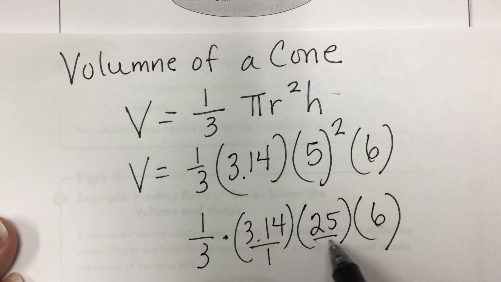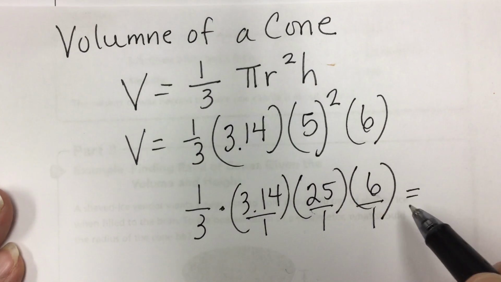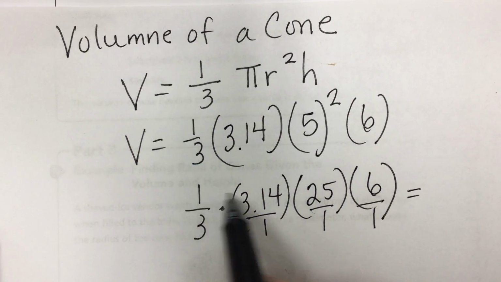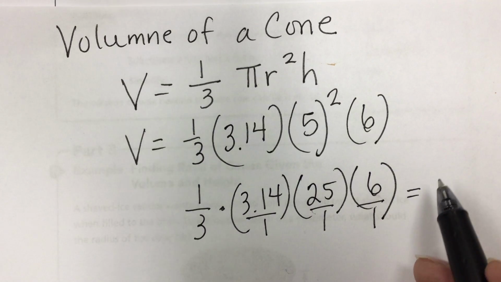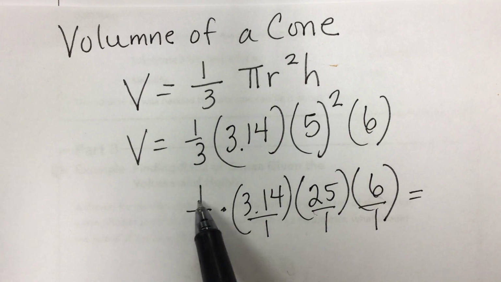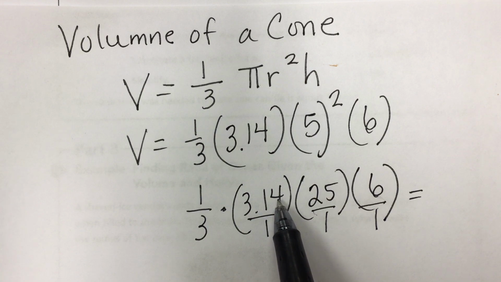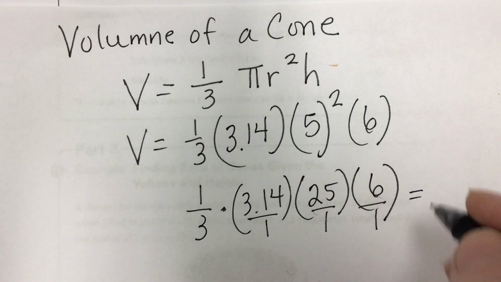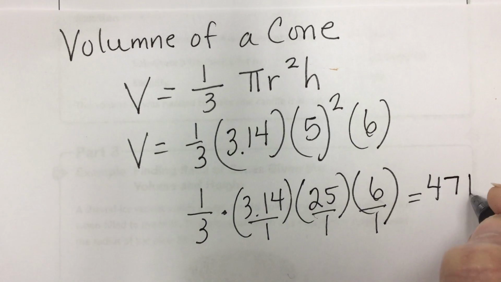All of this is multiplied together. Now think about it, each one of these is over 1. So when you're multiplying with fractions, you can multiply straight across, okay? So take your calculator and let's multiply straight across. We're going to multiply 3.14. 1 times 3.14 is 3.14 times 25, and that gives me 78.5, times 6 gives you 471.